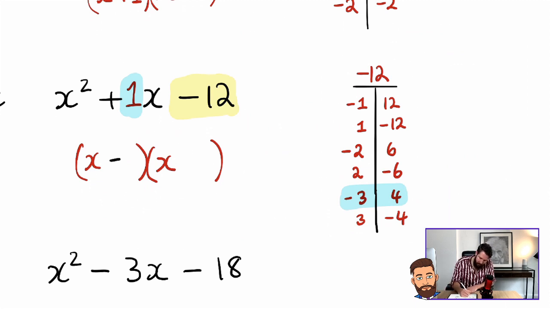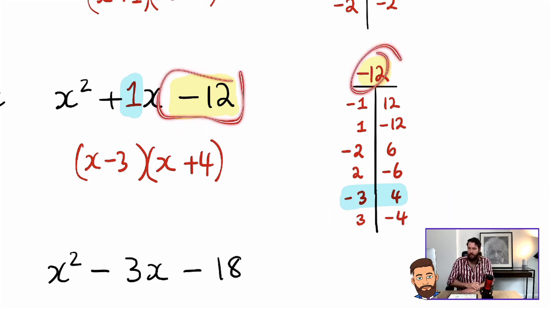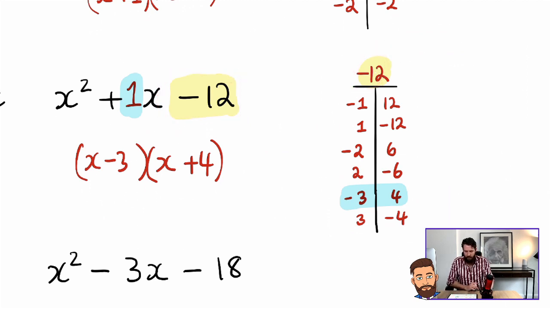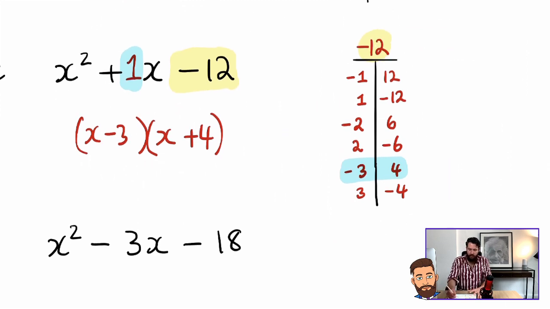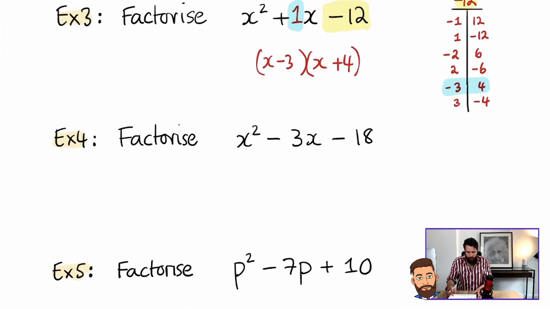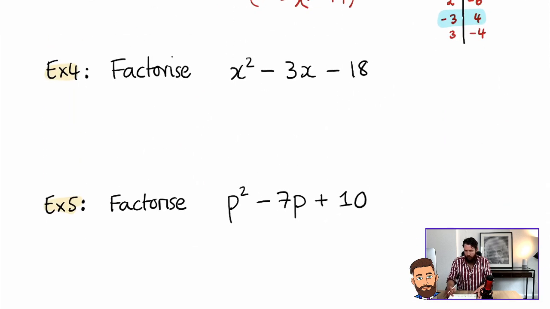So we can say this is -3. Change to red. -3 and +4. So that is that one factorized. So again, find the numbers that multiply to make C, which in this case was a negative, and add together to make B, which in this case was a positive. So we needed a mixture. Okay, 2 more examples, and then you're going to have some time to practice.